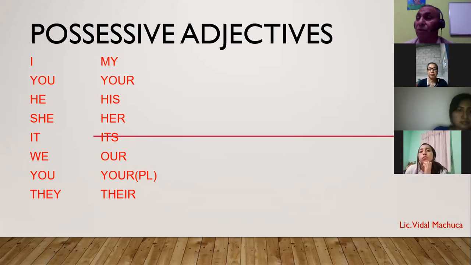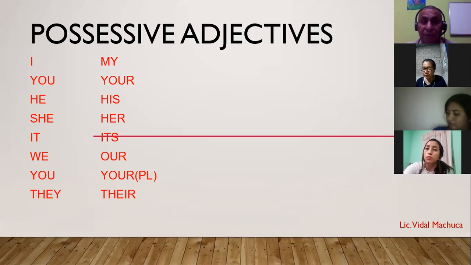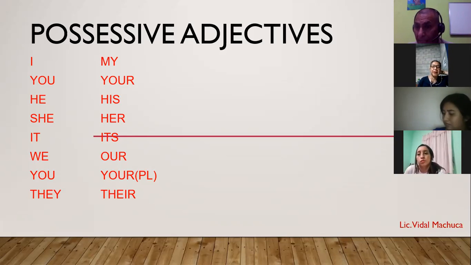Remember there has to be an agreement, because I cannot talk about I and refer to her. So there has to be an agreement between the pronoun and the possessive pronoun. Each one has its partner. I, my, you, your, he, his, she, her, it, its, we, our, you, your, and they, their. Okay? Their, yes. There. Any questions about the possessive pronouns? Anybody? Anyone? Not one? Okay.